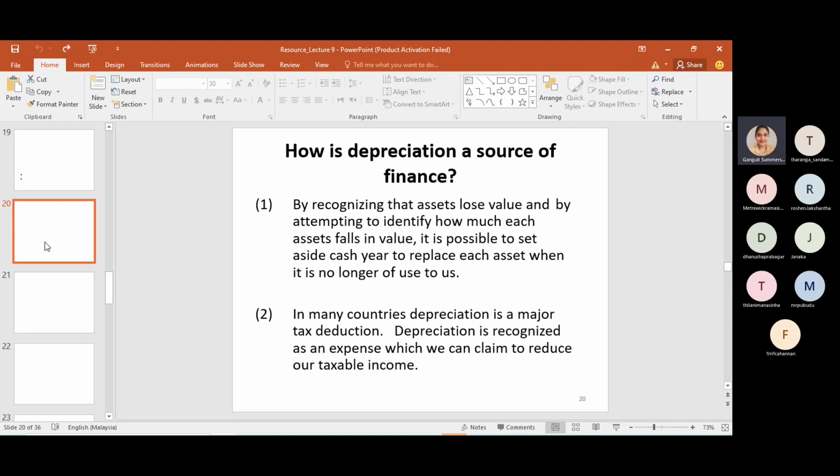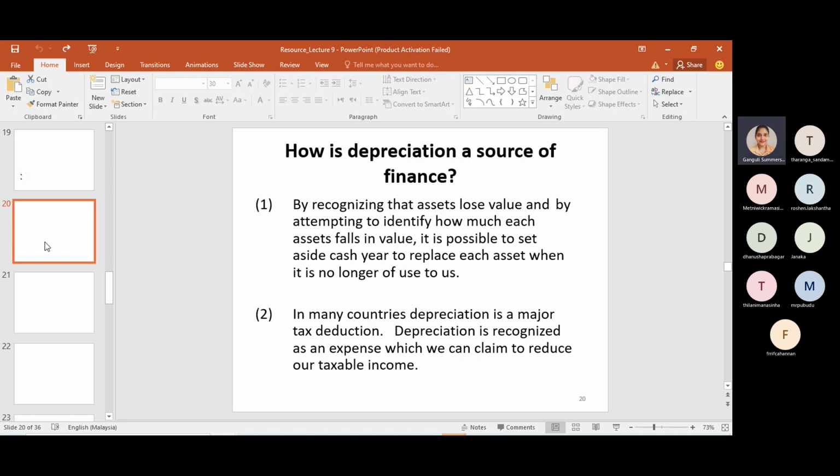yes, you can't sell it for the original price. That means we can't sell it for the price we bought it at. That is true, but still you can sell it for some amount of money, right? You can sell it for a certain amount. If you take the previous example of the machine bought for 10 lakhs, after 5 years you cannot sell it for 10 lakhs, but still you can sell it maybe for 6 or 7 lakhs.